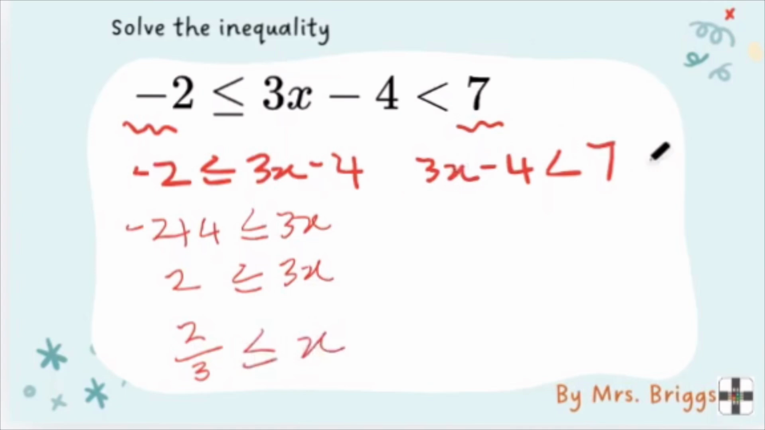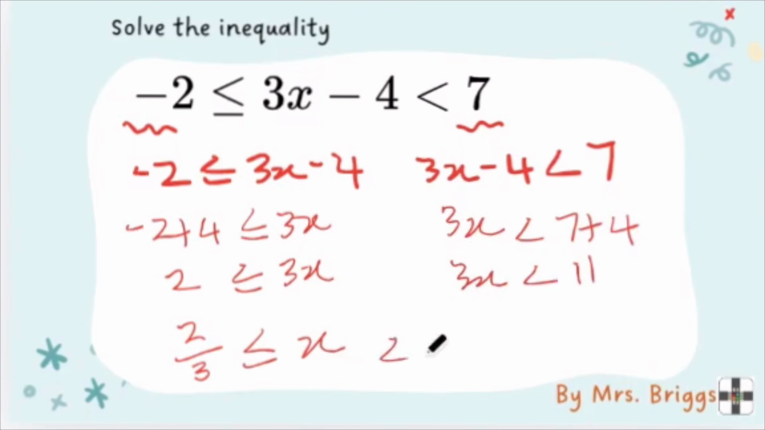And if we look at this other side of the inequality, we would have 3x is less than 7 plus 4. 3x is less than 11, and then x would be less than 11 thirds. And that will be the final answer for that one.